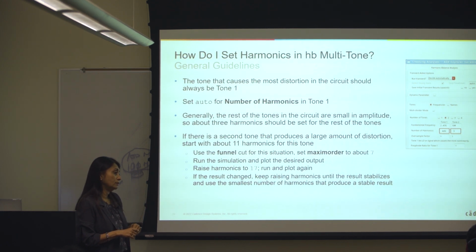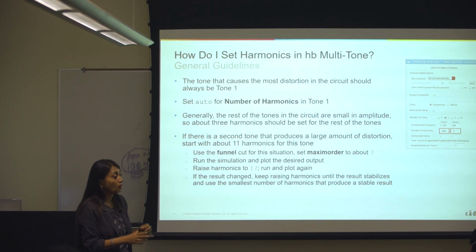And what about the case of QPSS? QPSS has no auto. So in QPSS, you have to specify how many harmonics of any number of tones. And QPSS does not limit how many tones you can have. You can have 5 tones. You can have 7 harmonics of all tones. You can have any number of anything, really. It does not limit.